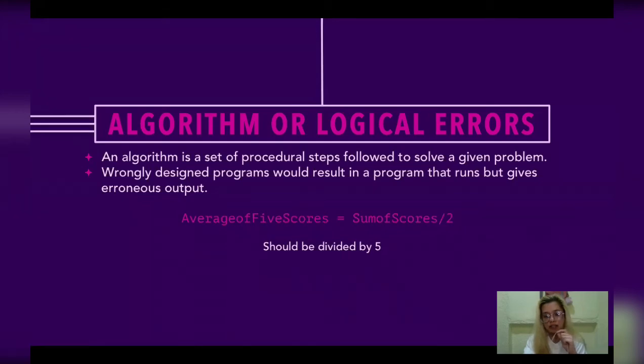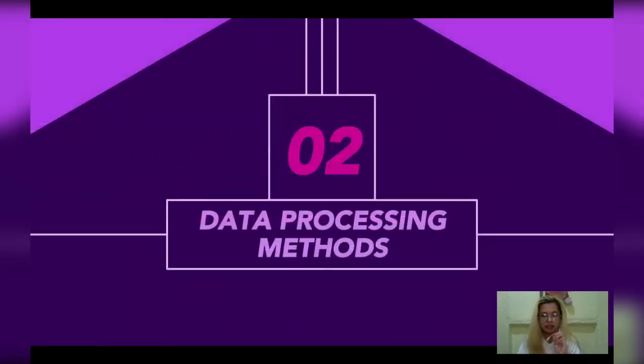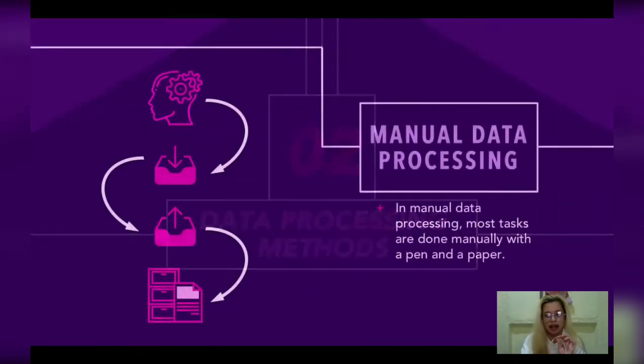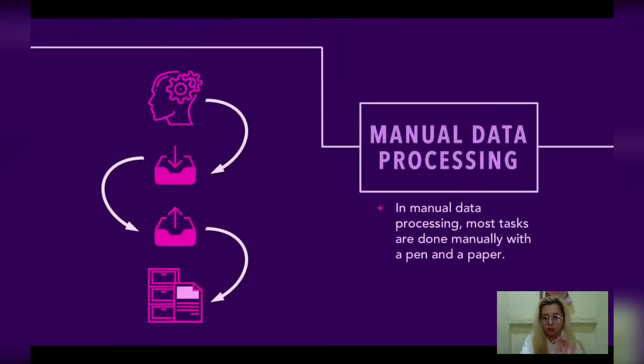Okay, moving on to the next one, which is the data processing methods. As mentioned earlier, data can be processed manually, mechanically, and electronically. So the first one under the data processing methods is the manual data processing. In manual data processing, most tasks are done manually with a pen and a paper.